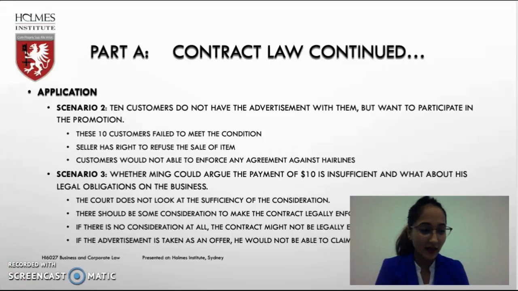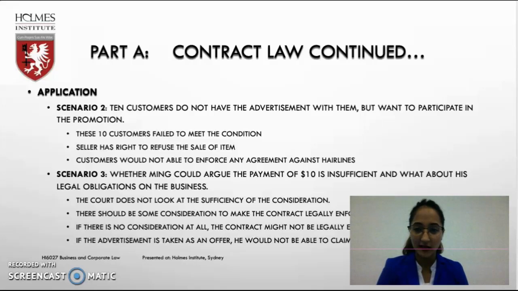In the second scenario, 10 customers do not have the advertisement with them but want to participate in the promotion. These 10 customers fail to meet the condition. The seller has the right to refuse the sale of the item, so the customers would not be able to enforce any agreement against Hairlines.